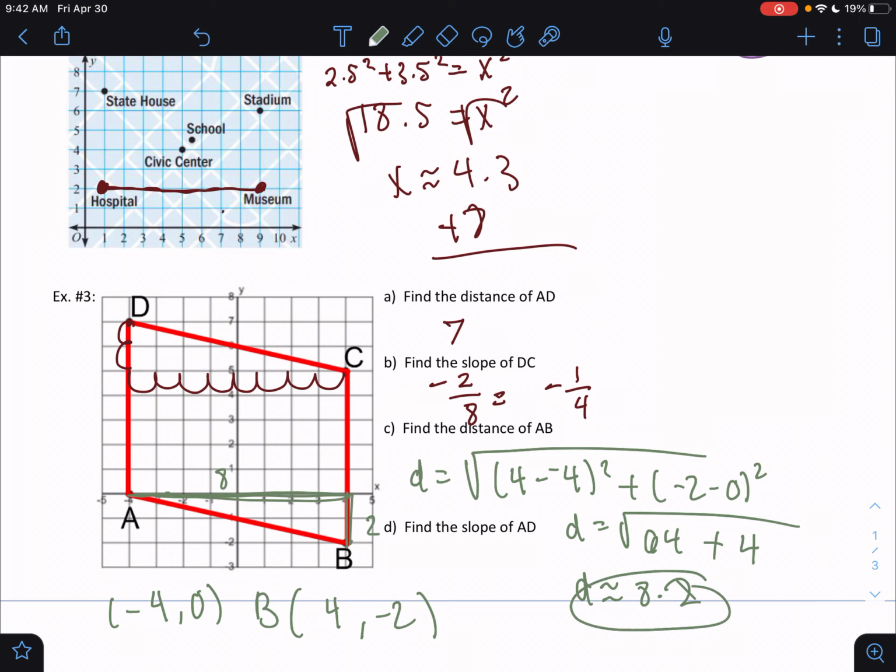And we want to find the slope of AD. So we rise how many? 7, but we don't go over any. And so we have 7 divided by 0. We can't divide by 0, right? So it's undefined. We don't have a slope here. Undefined.